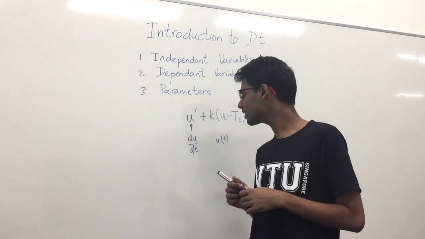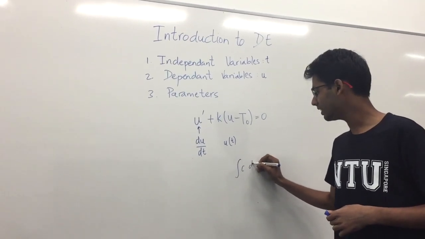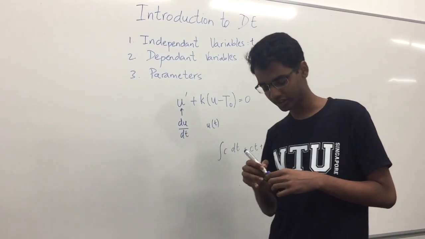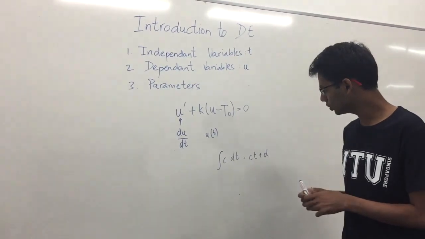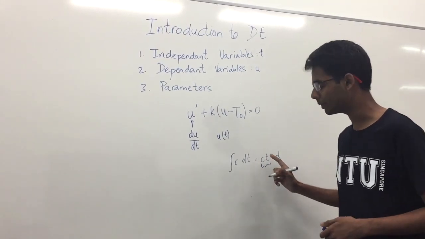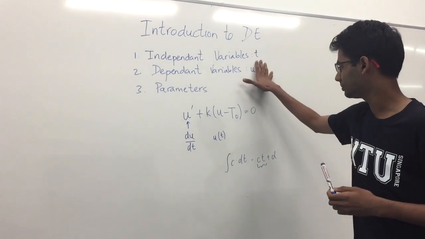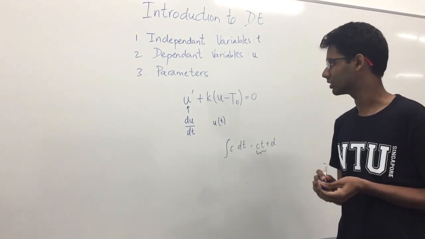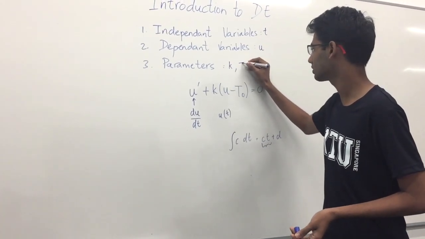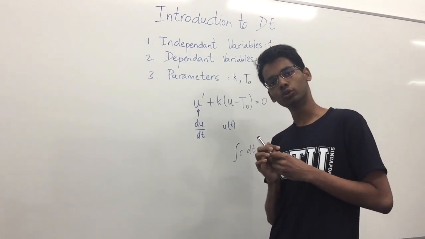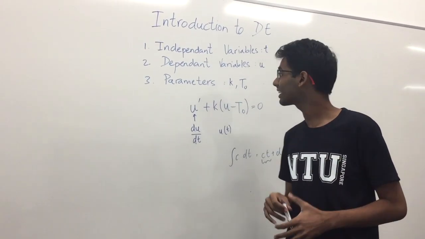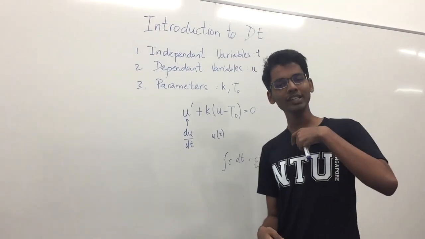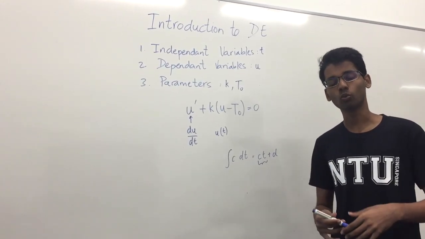Also, you know that integrating a constant times dt is going to give you c times t, some other term. You have learned this in your calculus 1 integration course. So you see that this term is no more going to be a constant, because t is going to be our independent variable. Hence we need some other name for k and T naught, and we're going to name them parameters. I would encourage you to look at more differential equations and classify them as independent variables, dependent variables, and parameters.